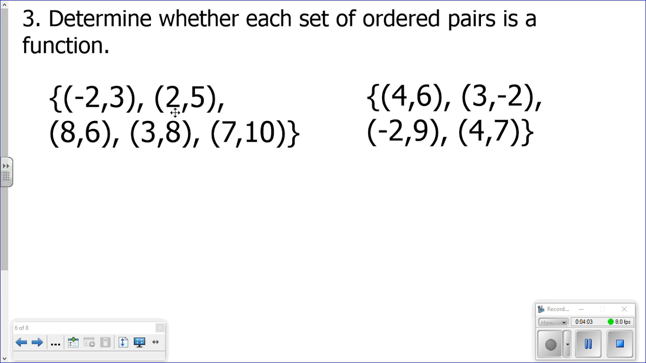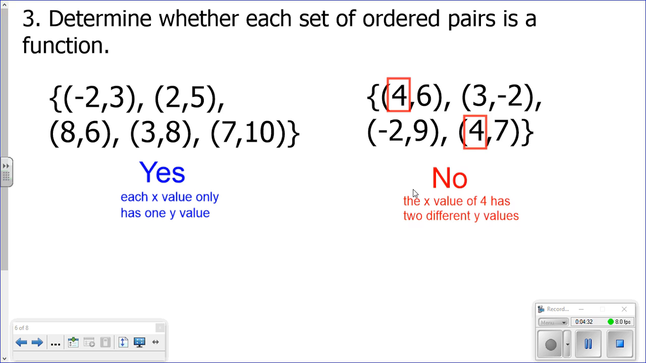Determine whether each set of ordered pairs is a function. So I'm looking at my x values, -2, 2, 8, 3, 7. X is not repeated, so it is a function. Over here I have 4, 3, -2, 4. So I've got 4 twice, and when I have an input of 4, I have an output of 6, and another input of 4 and an output of 7. So no, that is not a function.